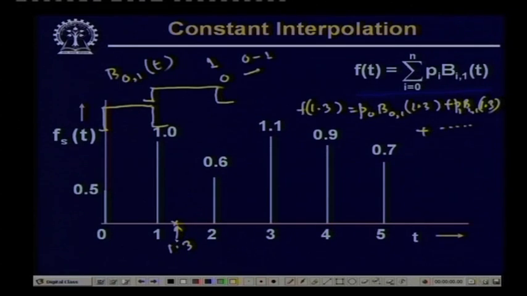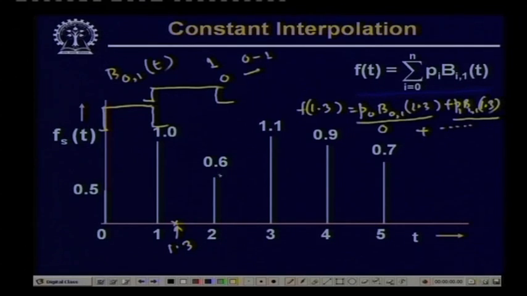So, when I try to compute the function value at t equal to 1.3, I have to compute p 0, the sample value at t equal to 0, multiplied by this b 0 1 t. Because b 0 1 t is equal to 0 for values of t greater than or equal to 1, this term p 0 into b 0 1 t will be equal to 0. Now, when I compute p 1 into b 1 1 1.3, you find that b 1 1 is equal to 1 in the range 1 to 2 excluding 2, and beyond 2 the value of b 1 1 t is equal to 0. Similarly, for values of t less than 1, the value of b 1 1 t is also equal to 0.